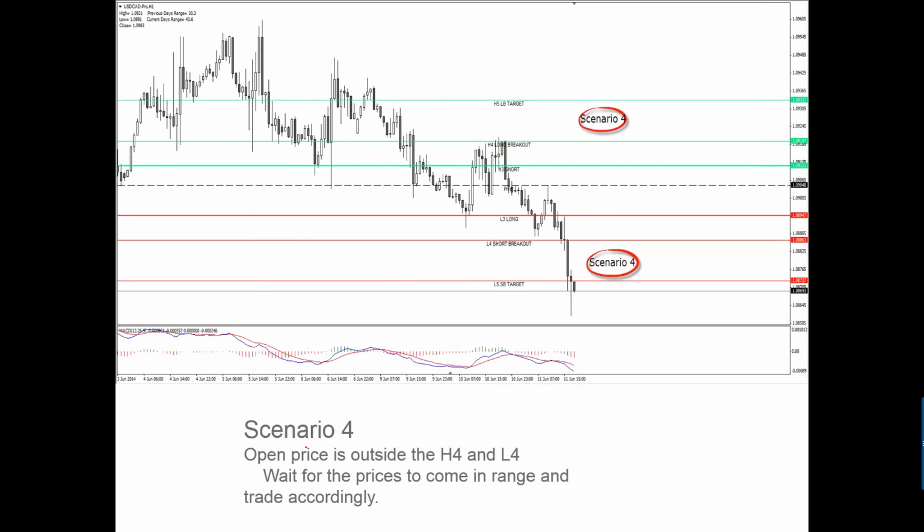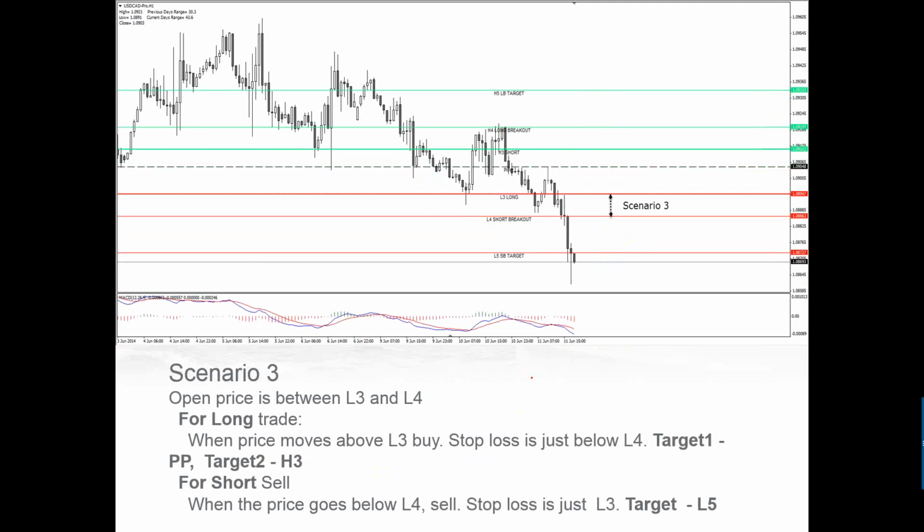Let me explain scenario 4, then I will go back to scenario 3 because I see a question. So scenario 4, open price is outside H4 or L4. Now, if you see that the open price is in between these levels, we need to wait for the price to settle up. We don't do anything. Okay, think about it. Need to wait for the price to settle up.